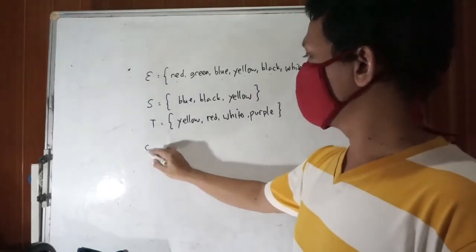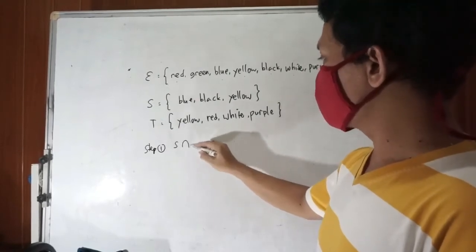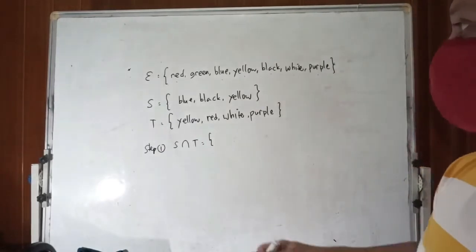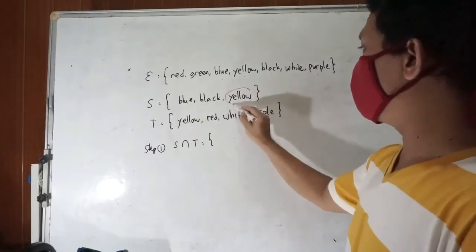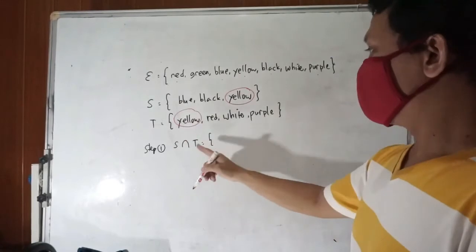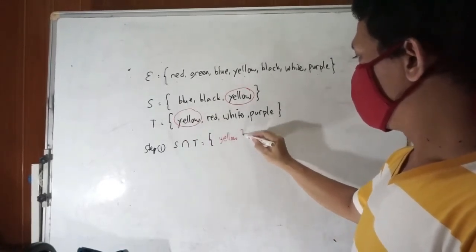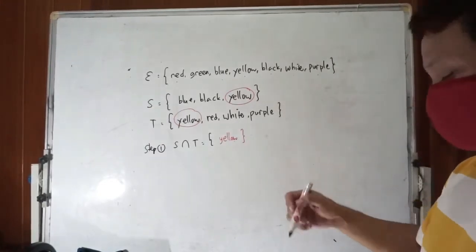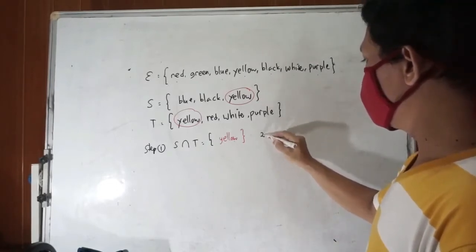Okay, the first step, step 1, is S intersection T. Is there S intersection T? When we go to set S and T, the intersection is yellow. Right? So S intersection T is yellow. Okay, I think that's clear. And then go to number 2.